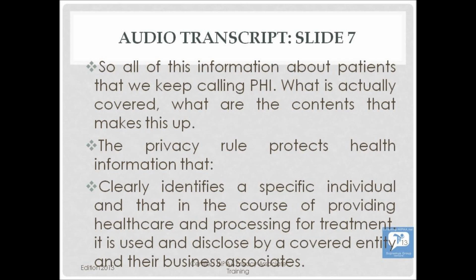Slide 7. So, all of this information about patients that we keep calling PHI, what is actually covered? What are the contents that make this up? The Privacy Rule protects health information that clearly identifies a specific individual and that, in the course of providing healthcare and processing for treatment, is used and disclosed by a covered entity and their business associates.